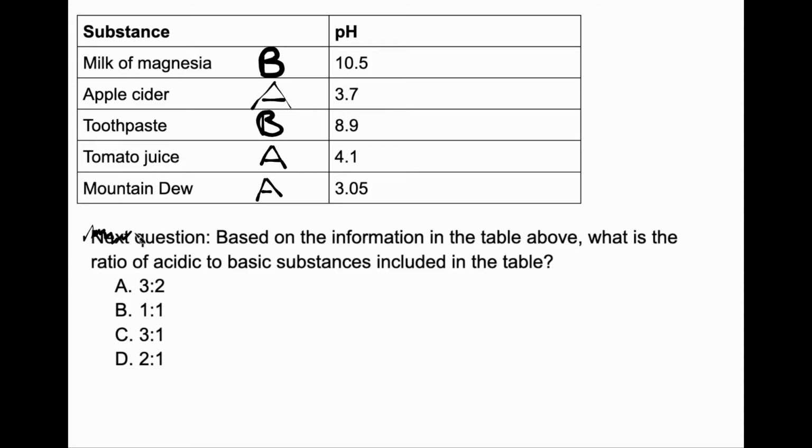I typed that out when I was writing the questions, and it should have been deleted, but I didn't delete it, so I'm deleting it now with my pen. And just a quick recap here, just because I can't always read my handwriting, so I can't expect that you always can. Milk of magnesia is a base, apple cider is an acid, toothpaste is a base, tomato juice is an acid, and Mountain Dew is an acid.